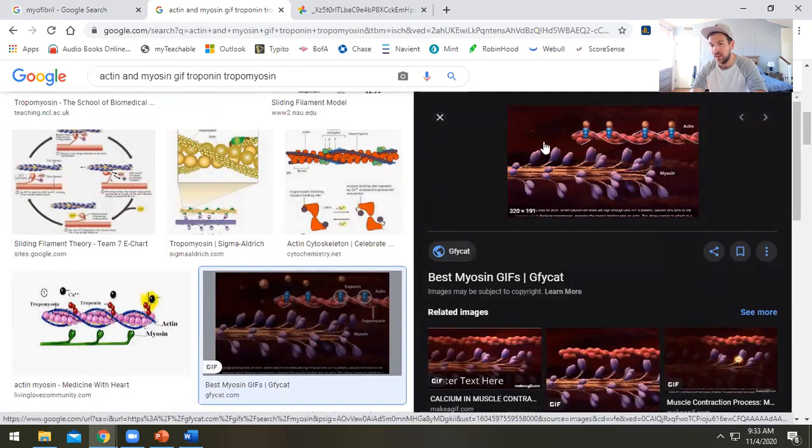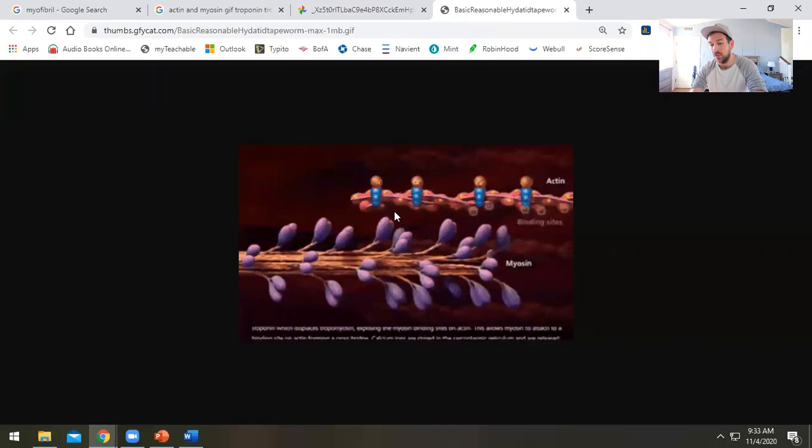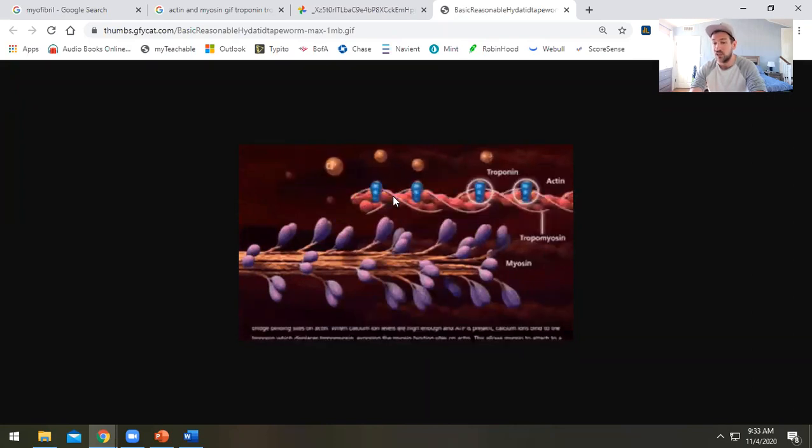So, here's a really great picture. These are little calcium ions. That's gonna grab it and pull that band out of the way, right? And now those sites are exposed. So these little heads here are like, oh, sweet, binding sites. And so they're gonna reach up and grab, and they're gonna pull, and then that's gonna shorten it, right?